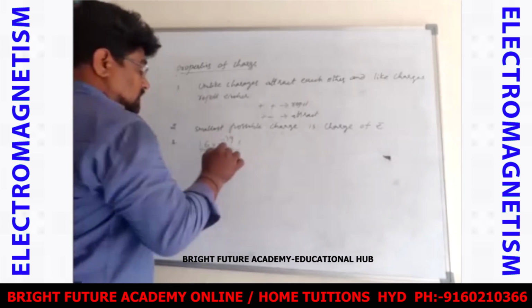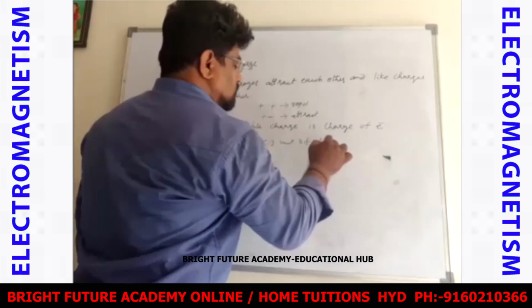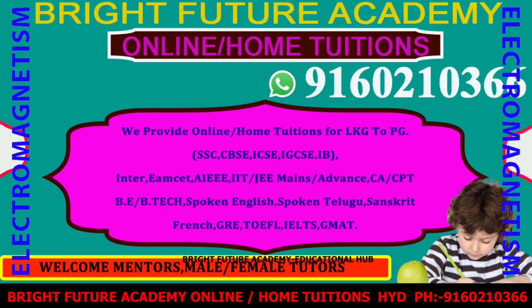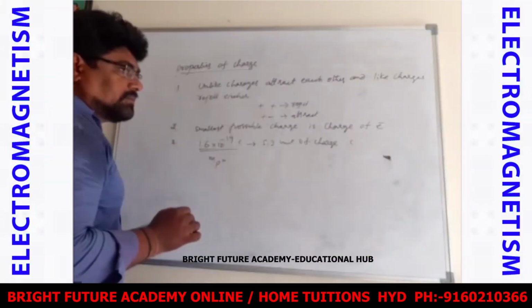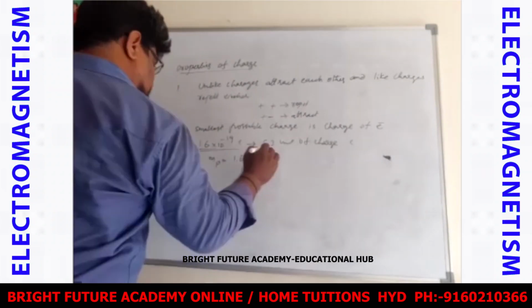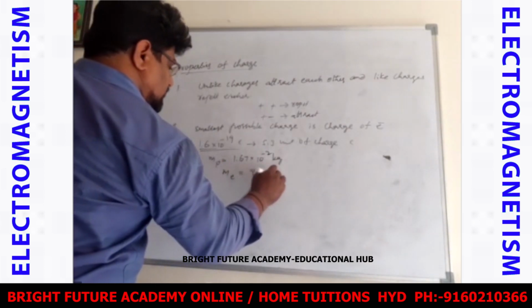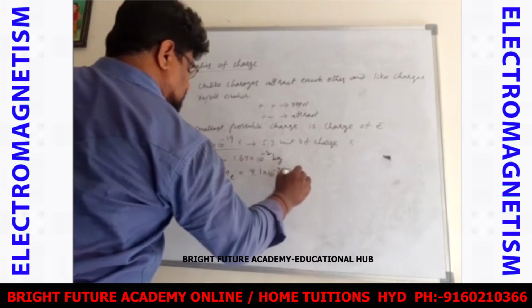Here we have to remember one point: what is the SI unit of charge? Coulomb. And we know the mass of proton. What is the mass of proton? It is 1.67 into 10 to the power of minus 27 kilograms. And the mass of electron equals 9.1 into 10 to the power of minus 31 kilograms.